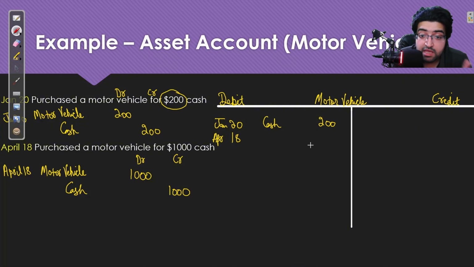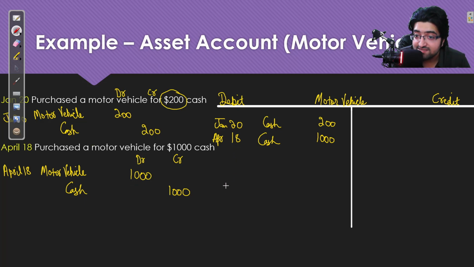Chapter 3, okay, very important chapter. Please cover that in detail before moving on to anything else in accounting. That forms your basics, okay, and it will be used in every chapter of accounting. So 1000, okay, and I'm done. There are no other transactions. We did not buy any other motor vehicle. We did not sell any other motor vehicle.